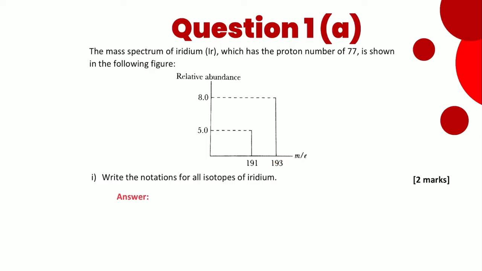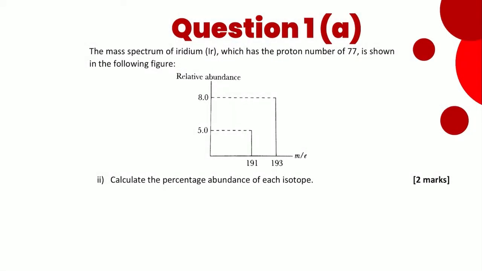So I'm going to write it down as the first isotope is iridium 191, or you can also write it down in the form of isotope notation. And 77 is the proton number that you can refer to in the table of relative atomic masses. And another isotope is iridium 193. So 2 marks for each isotope.